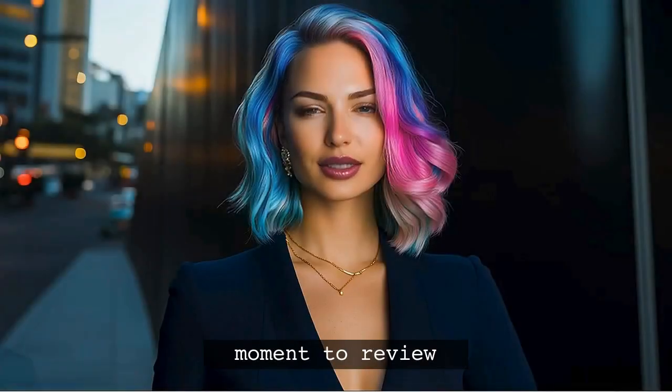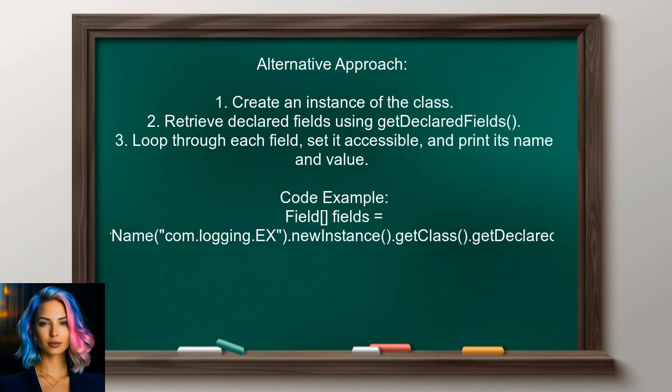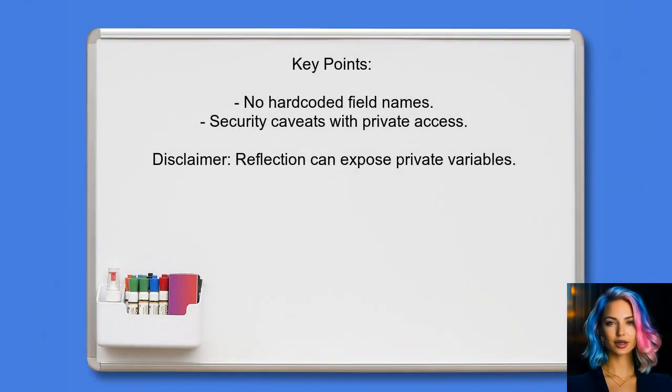Let's take a moment to review another user's answer. An alternative approach shared by another user involves using reflection to extract all field values from the class. They create an instance of the class and retrieve its declared fields in an array. This method avoids hard-coding field names, making it more flexible. However, the user notes that accessing private fields with reflection has security implications.